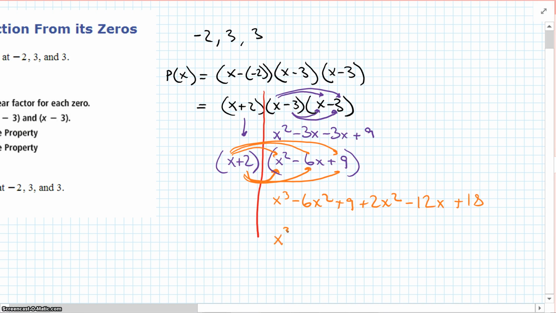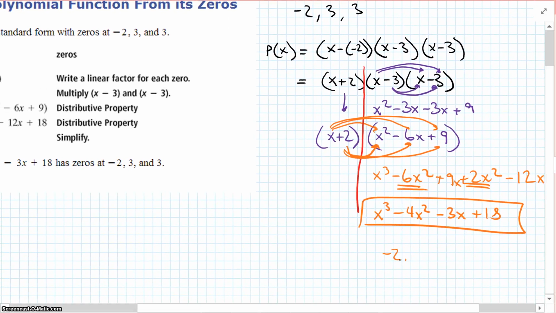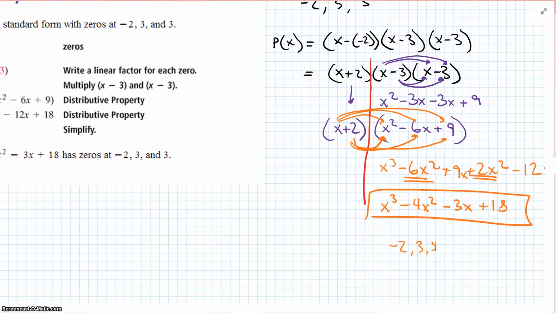So we get x cubed minus 4x squared. Should have been 9x, by the way. Minus 3x plus 18. So that is our standard form polynomial for zeros at -2, 3, and 3. So I have x cubed minus 4x squared minus 3x plus 18.